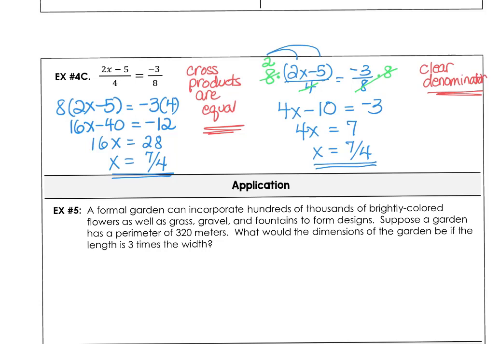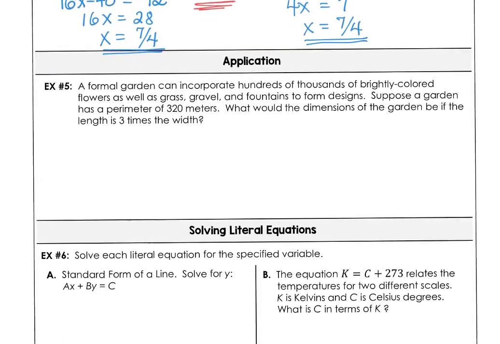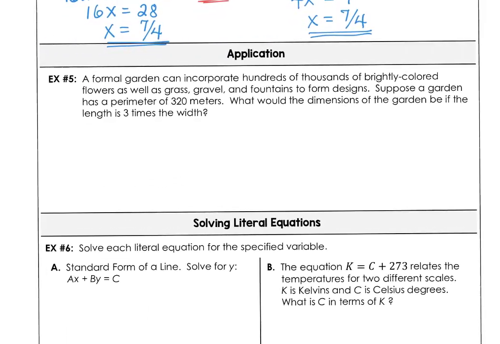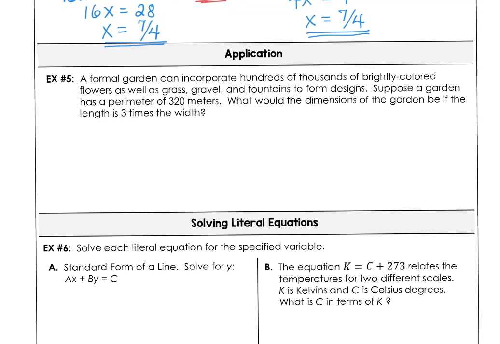In example 5, we've got a formal garden can incorporate hundreds of thousands of brightly colored flowers, as well as grass, gravel, and fountains to form designs. Suppose we have a garden whose perimeter is 320 meters. What would the dimensions of the garden be if the length is 3 times the width?